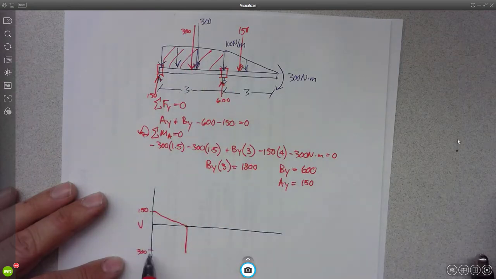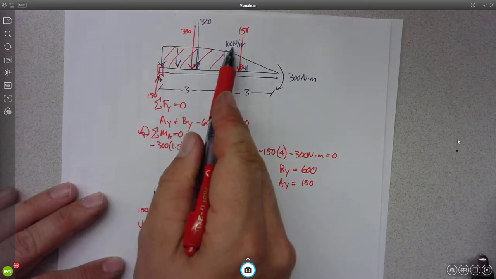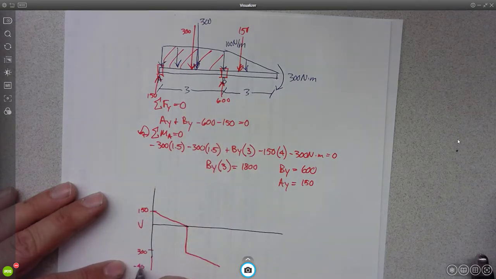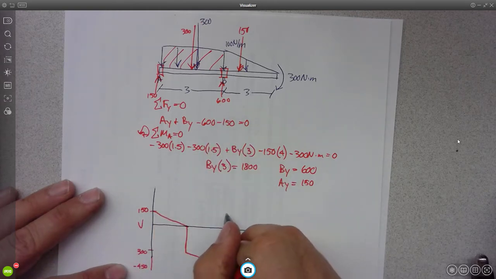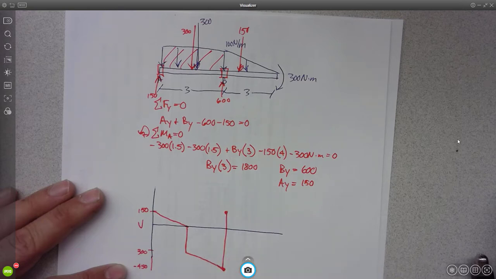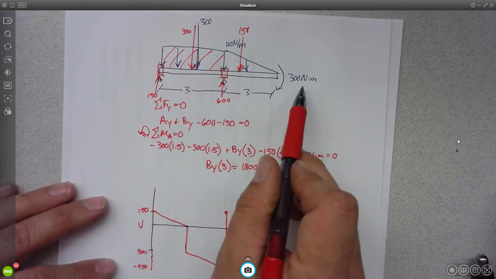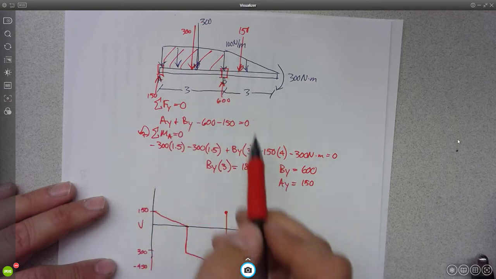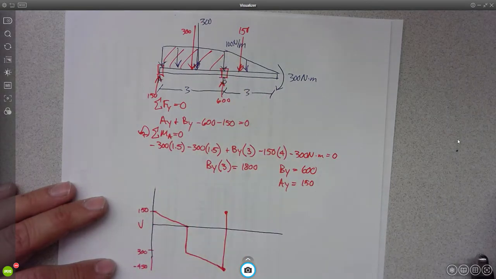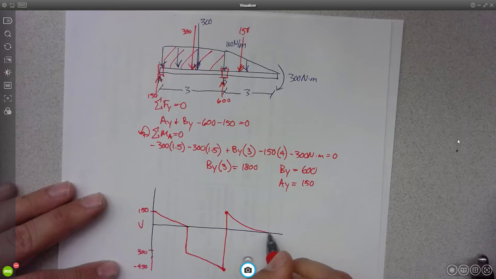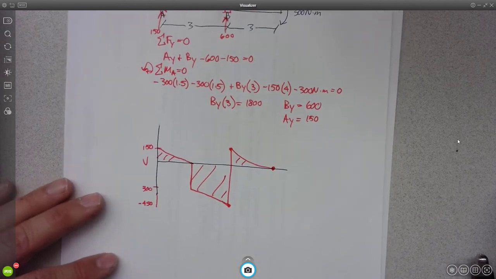Okay. I continue my negative slope at a rate of 100 newtons per meter for 1.5 meters, so I end up at negative 450, at which point I jump up 600, so that takes me back to 150. Now I have a negative 100 slope that's decreasingly negative, and the change is the area underneath that, so it'd be 3 times 100 divided by 2, or 150, so I'm going to do something like that. That's my shear diagram.